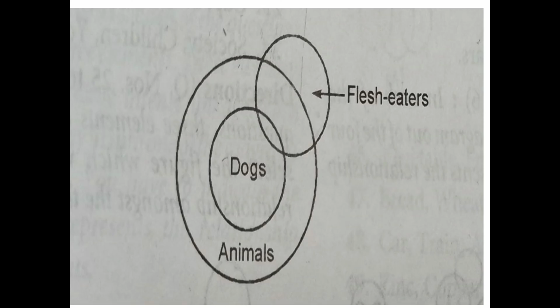Type 8, relationship between dogs, animals and flesh eaters. The first item is completely related to the second, and the third item is partially related to the first and second item. So in this diagram, all the dogs belong to animals, but some dogs are flesh eaters, but not all.